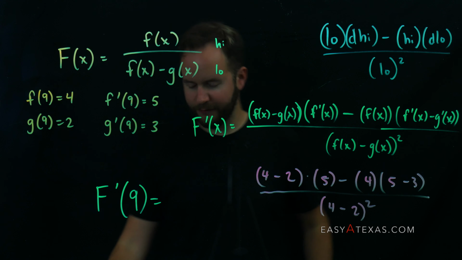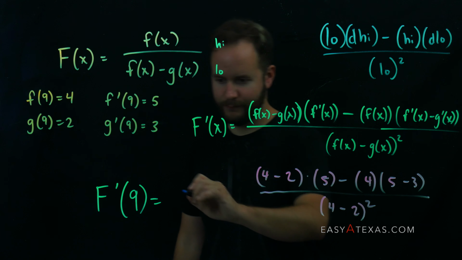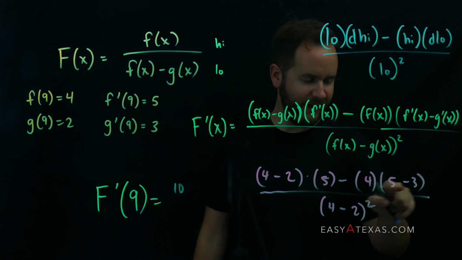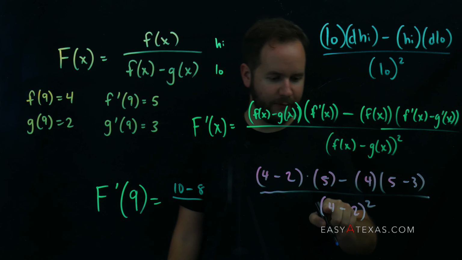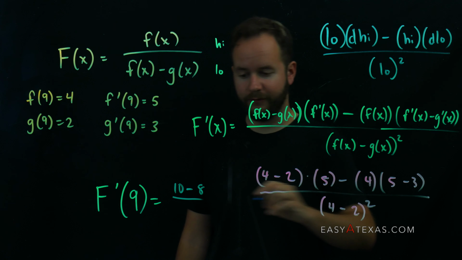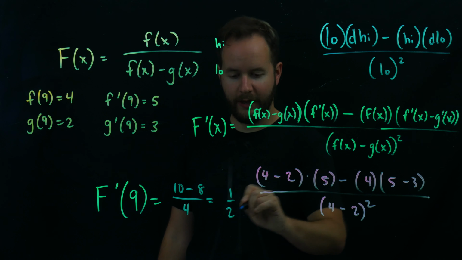Let's go ahead and get a simplified version of this. 4 minus 2 is 2 times 5 is 10. 5 minus 3 is 2 times 4 is 8. All divided by 4 minus 2 is 2, squared is 4, so I have 10 minus 8, which is 2 over 4, which is better known as 1/2.